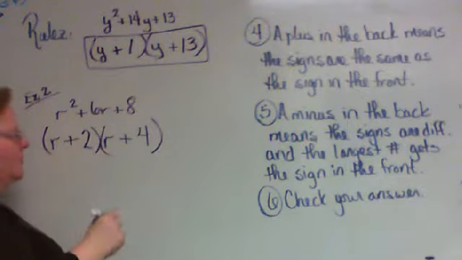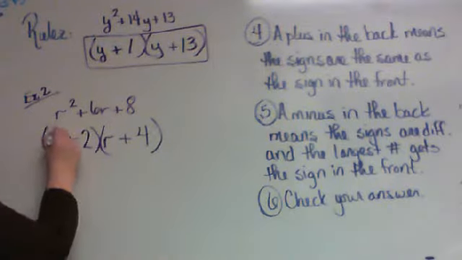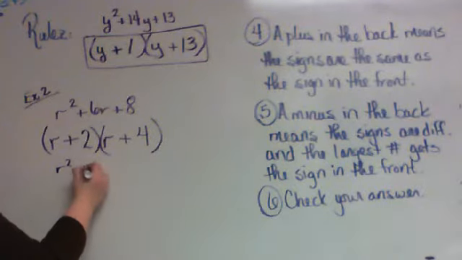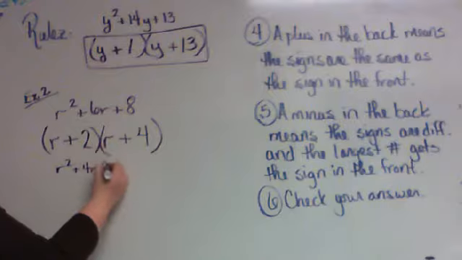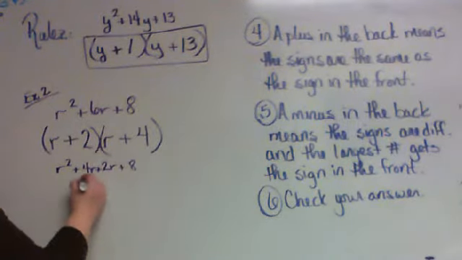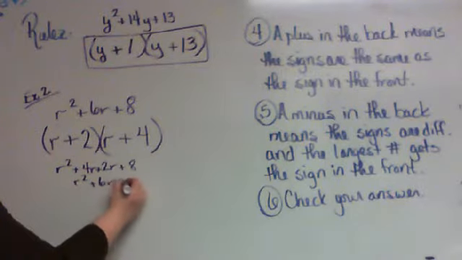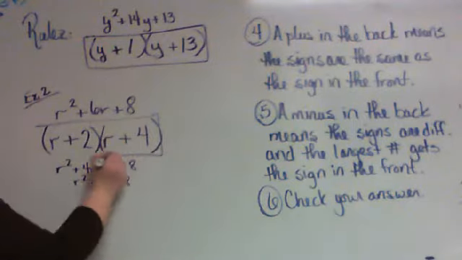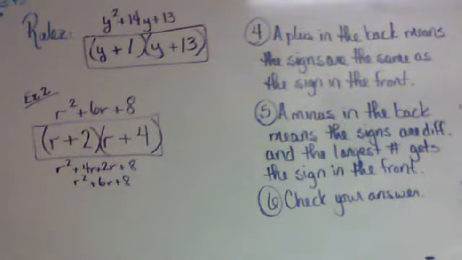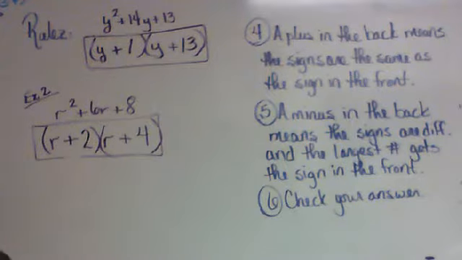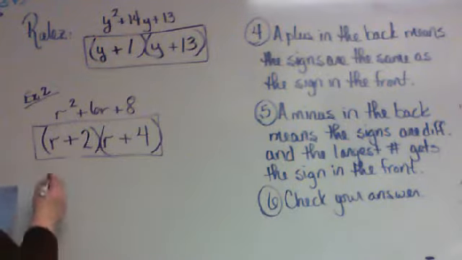Then you can check your answer. So when I go to check my answer, r times r is r squared, r times 4 is 4r, 2 times r is 2r, and 2 times 4 is 8. That gives me r squared plus 6r plus 8. Hey look, that's what we had. So this must be correct. Check your work. Another one.